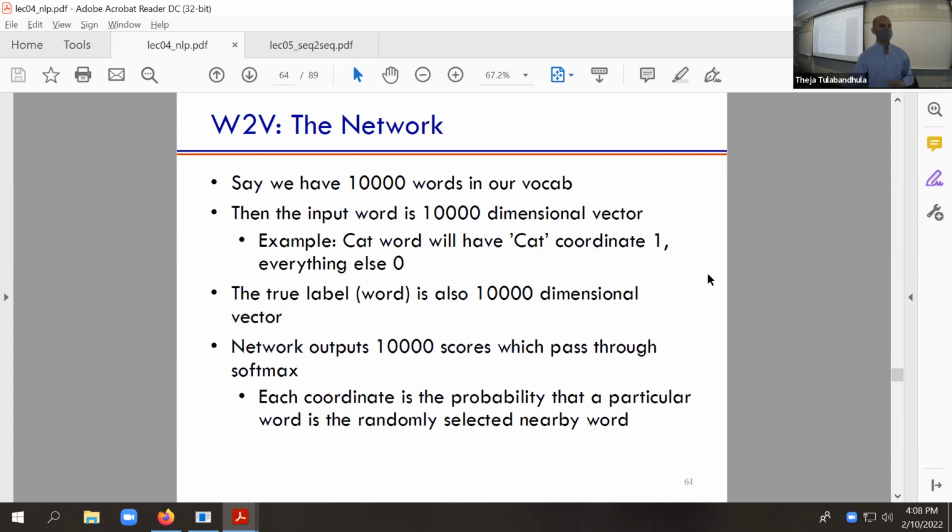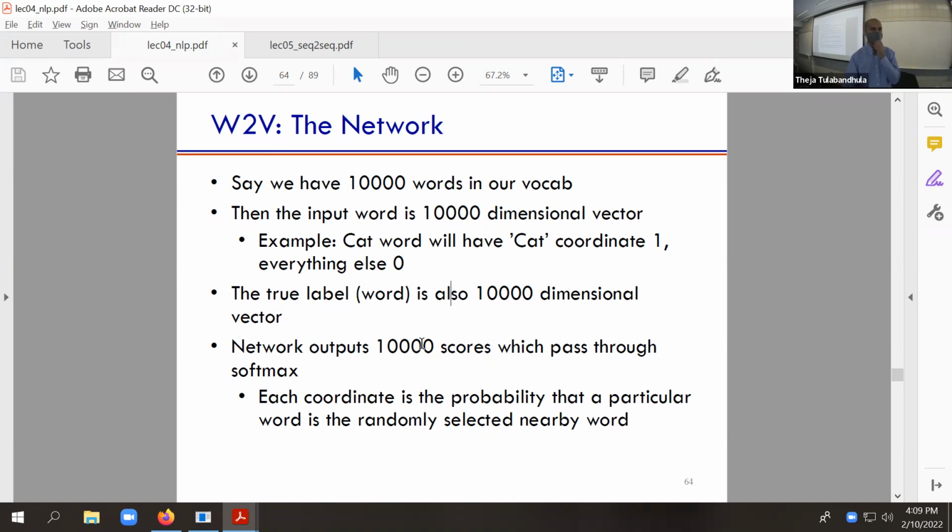So let's give some example numbers. This is just for illustration purposes. Let's say we have 10,000 words in a vocabulary. And as I said, this is just talking about the input encoding. So the input is going to be a 10,000 dimensional vector where the appropriate word has 1 and everywhere else it's 0. And for any data example, the output word is also represented as a 10,000 dimensional vector where one of the coordinates is 1 and everything else is 0. That representation is just for our understanding. You don't have to create that 10,000 dimensional vector explicitly.